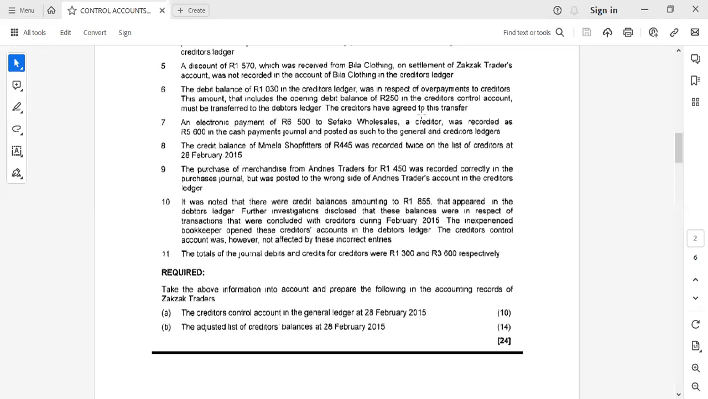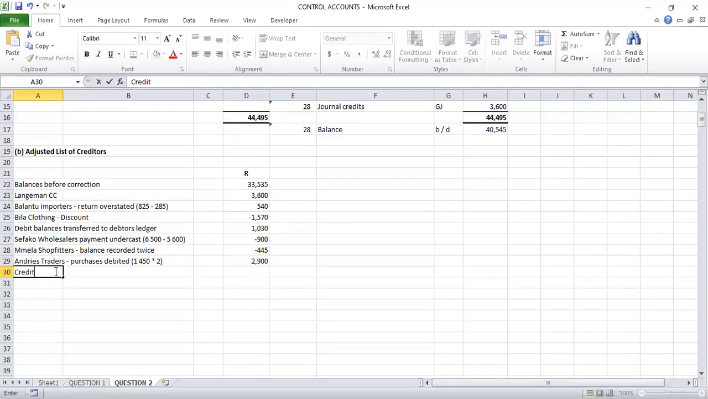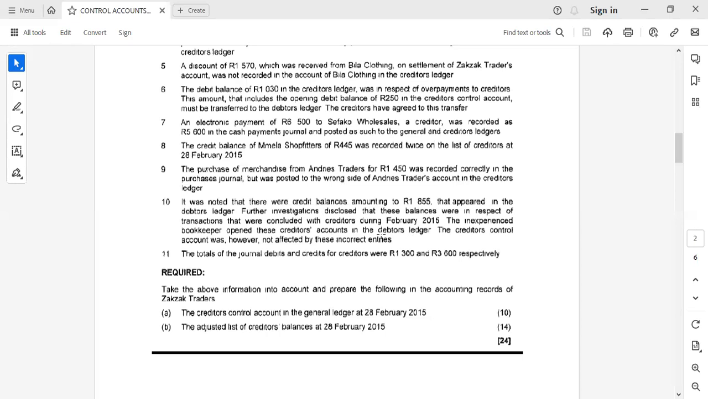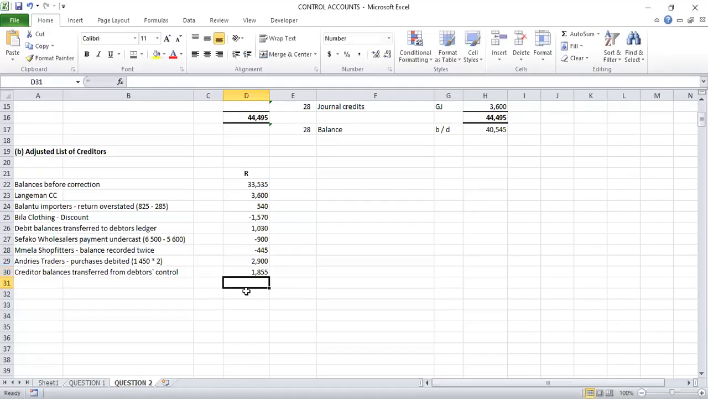Right. So they have transfers from debtors control, that's 1,855. So these are creditors, but they'd been opened in the debtors ledger.